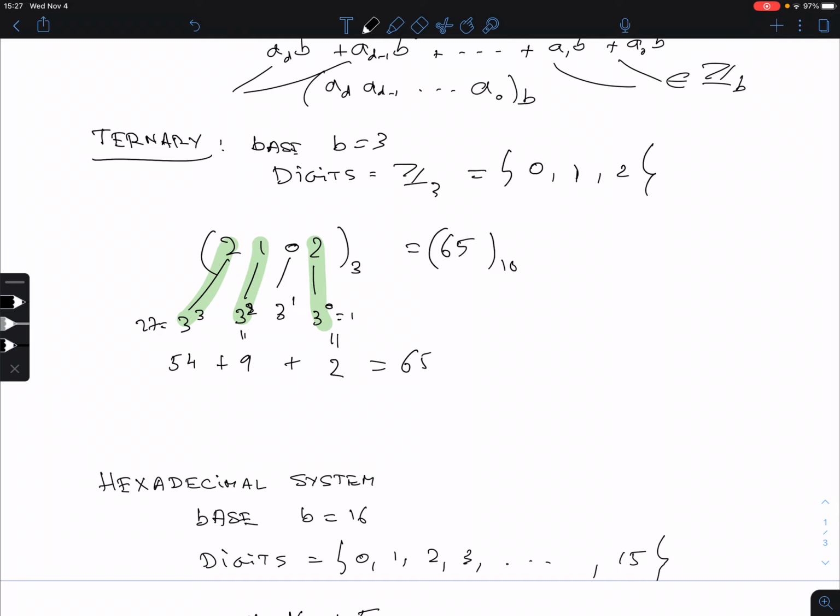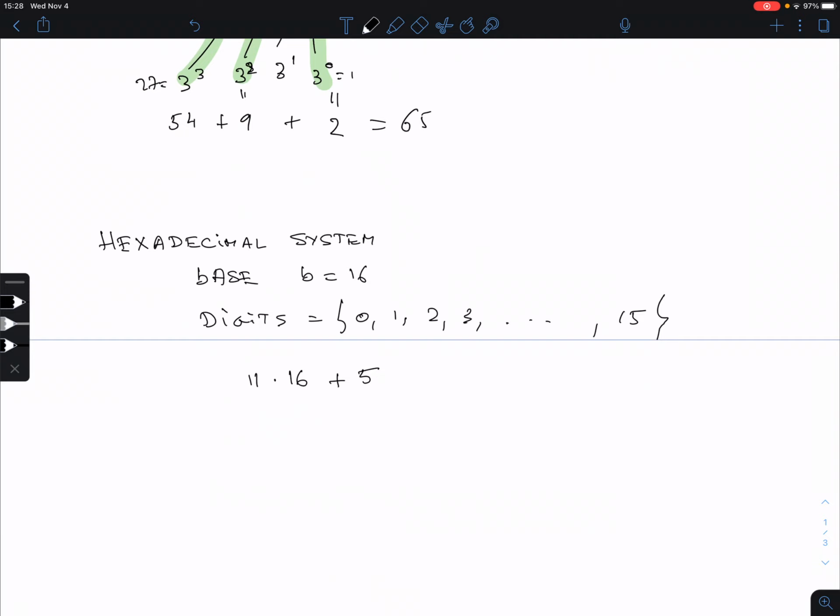Okay, so no problem. This is clearly no problem. But what about this number here? Let's work out what it is, right? It would be 11 times 16, that's 176, plus 5, so that is 181. So that's the decimal, okay?